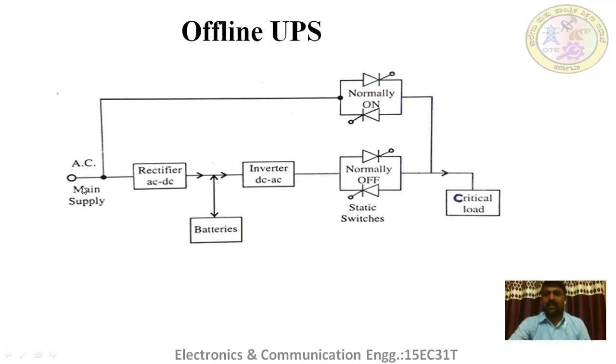Once the mains fails or drops, the loads stop working and they restart only when this static switch is activated or turned on manually. This is the major difference between online and offline UPS. Online UPS automatically switches between the mains and the battery power supply, but with offline UPS, it is required to switch over manually from AC mains to battery.